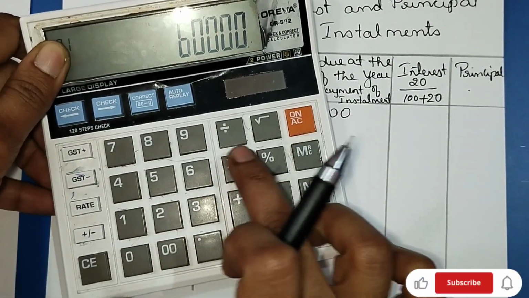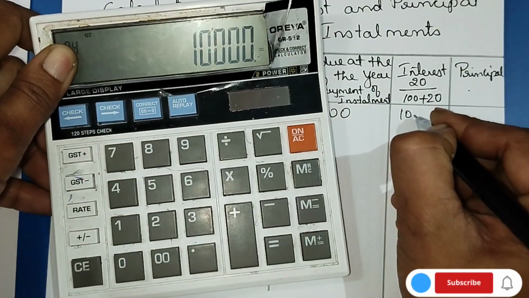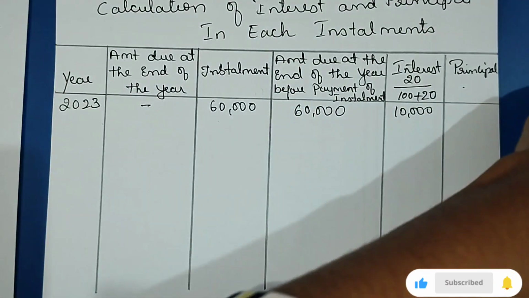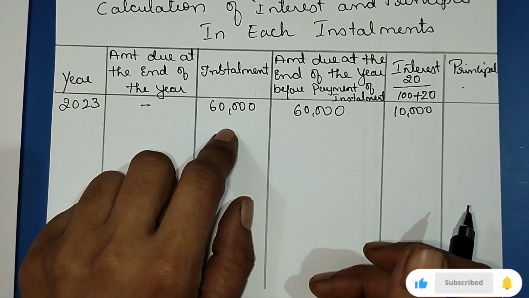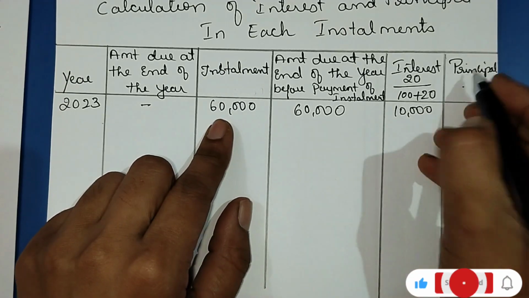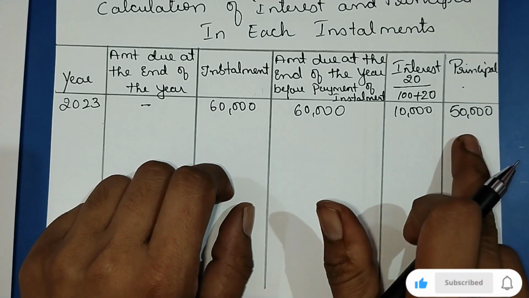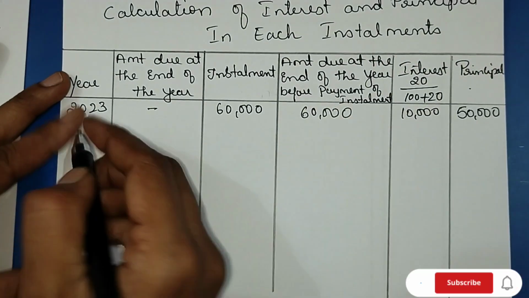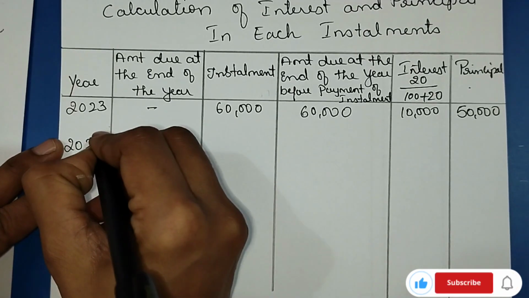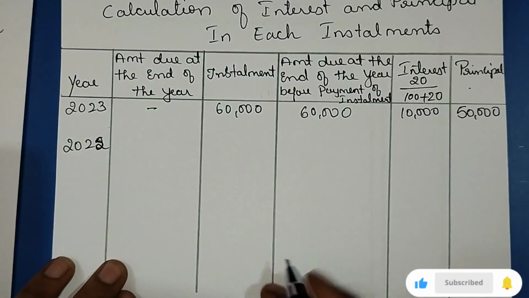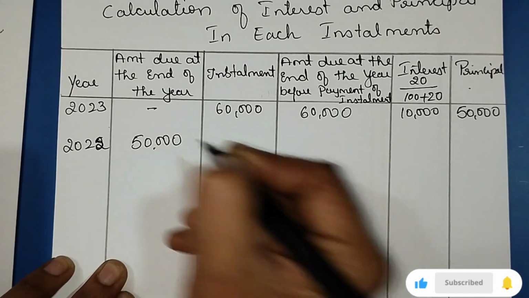On 60,000 into 20 divided by 120, 10,000 is the interest amount. 60,000 includes interest also. Installment minus interest, 60 minus 10, 50,000. 50,000 is our principal amount. So this is the amount due for the second year after payment, that is '22. So that's why we are recording this 50,000 here.